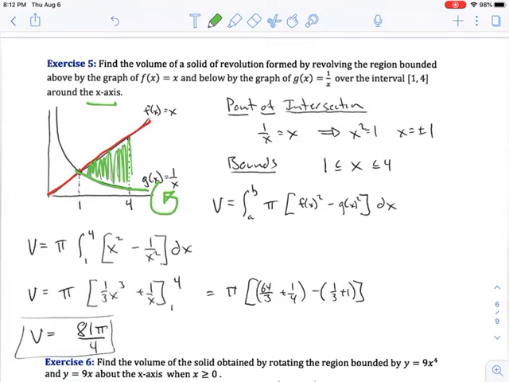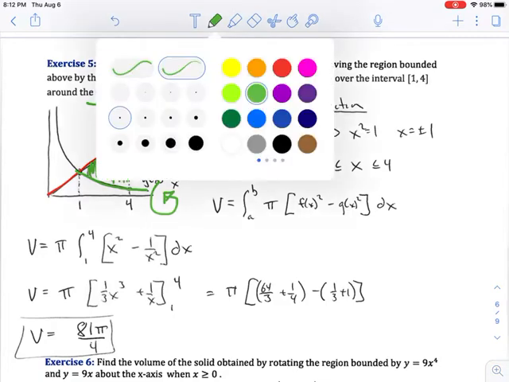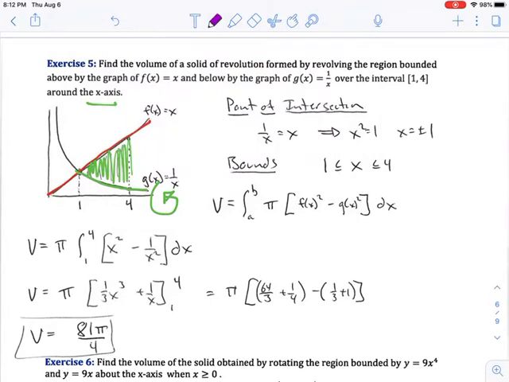So use your imagination again here. You can see that you're going to have a hole in the middle. The hole in the middle is going to be from this space in here that is empty, and then that's being rotated around the x-axis. So here's the procedure. First of all, we need to know the point of intersection. We need to know where these two graphs are intersecting because it doesn't give us bounds of integration. It just says the region bounded above and below.